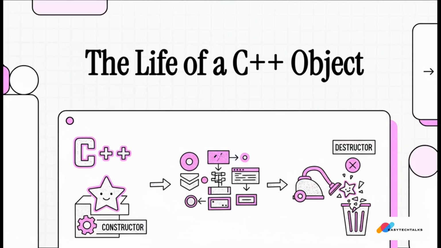You know, in C++, just one little line of code can kick off a whole chain of events. Today, we're going to follow the entire life of a C++ object, from the moment it's created all the way to its final goodbye. Let's dive in.